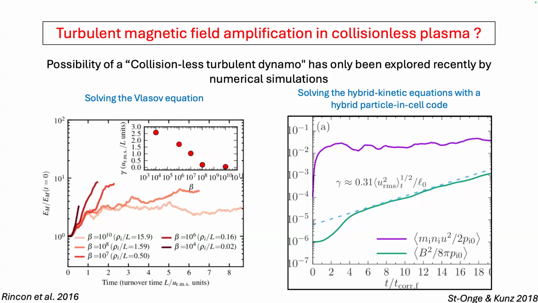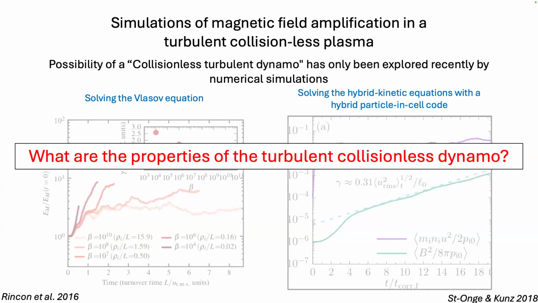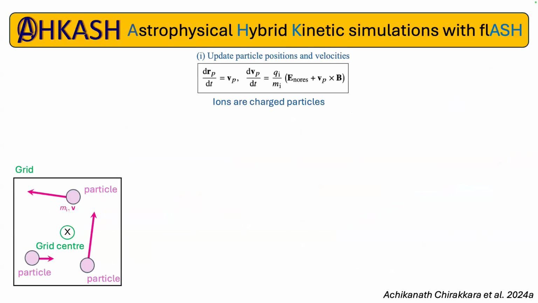So how about this in plasmas which are not so collisional and therefore not modelable by MHD simulations? People have started looking at it, but it's pretty hard to work. This is again the magnetic energy as a function of time, and you can see in some cases there's some sort of exponential growth in magnetic energy. So what I looked at was trying to understand the properties of these collisionless turbulent dynamos. To do this, I did kinetic particle-in-cell simulations, and the method that I developed is a hybrid kinetic, or hybrid particle-in-cell, code.